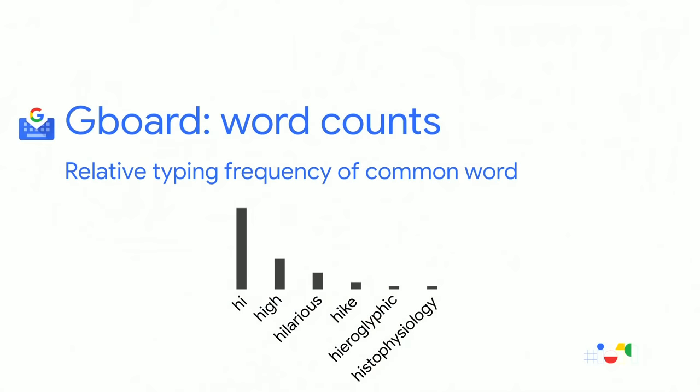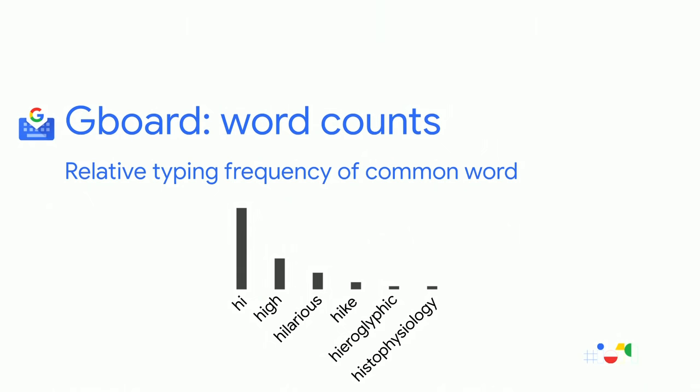Let's take a more in-depth example of what a federated computation looks like. The relative typing frequencies of common words in Gboard. Typing frequencies are actually useful for improving the Gboard experience in a few ways. If someone has typed the letters HI, high is much, much more likely than hieroglyphic. And so knowing those relative word frequencies allows the Gboard team to make the product better.